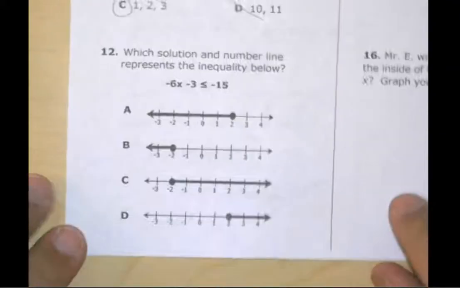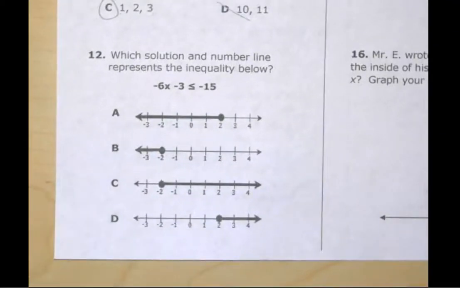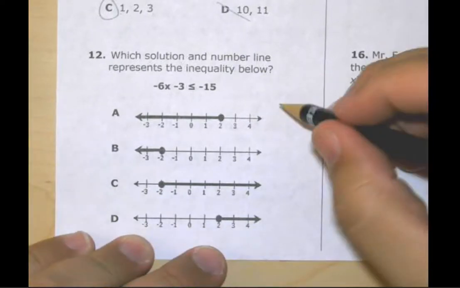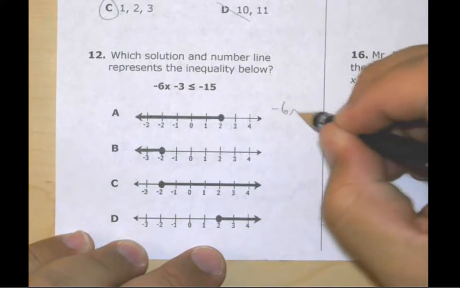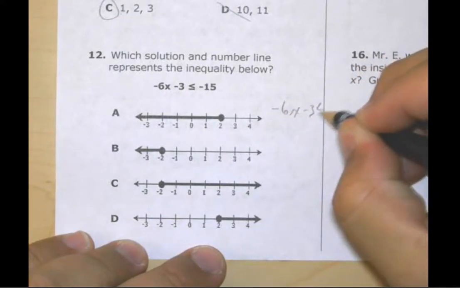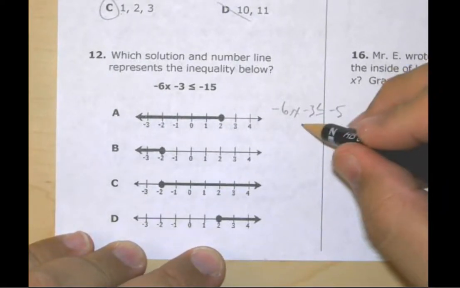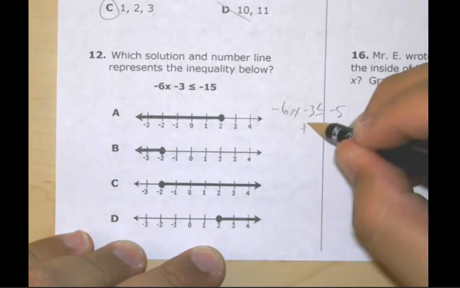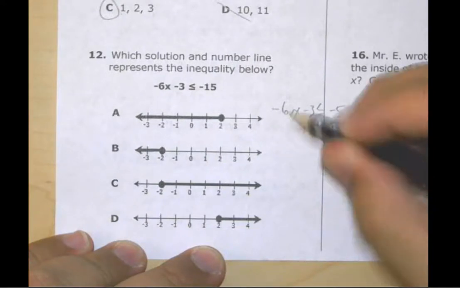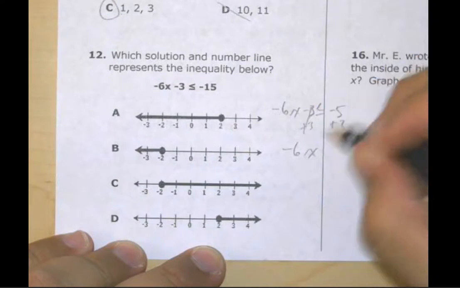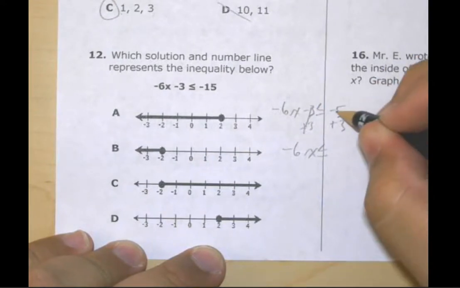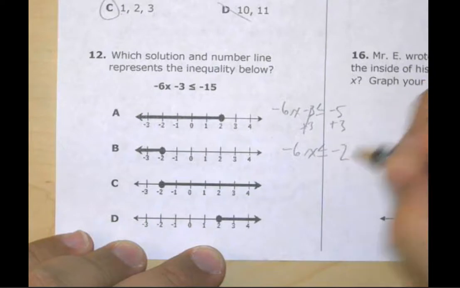Question 12. Which solution and number line represent the inequality below? So I will need to solve this. I know there's not space to solve it, so you could use your own paper or just get creative and use the margins. So negative 6x minus 3 less than or equal to negative 15. At this point I need to isolate my variable. I have a negative 3, so I'm going to add 3 to both sides. That gives me negative 6x less than or equal to negative 5 plus 3 gives me a negative 2.